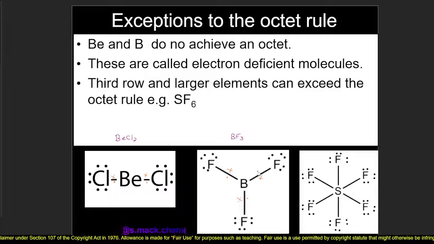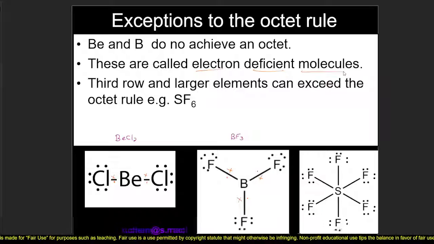So there are some exceptions to the octet rule, and these exceptions, such as boron trifluoride and beryllium chloride, we refer to them as electron deficient molecules.